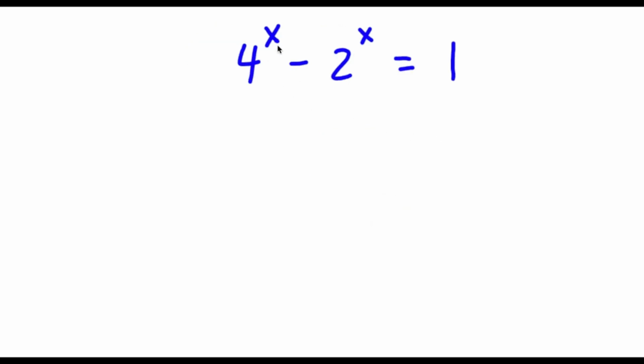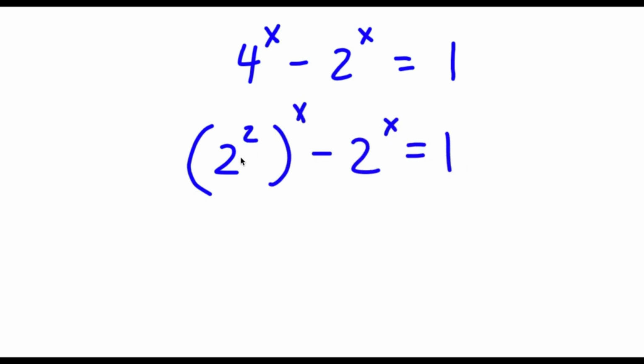Alright, so I have 4 to the power of x minus 2 to the power of x is equal to 1. So now 4 here, I'm going to rewrite as 2 to the power of 2 to the power of x minus 2 to the power of x is equal to 1. So I simply just substitute in 2 to the power of 2 for 4.